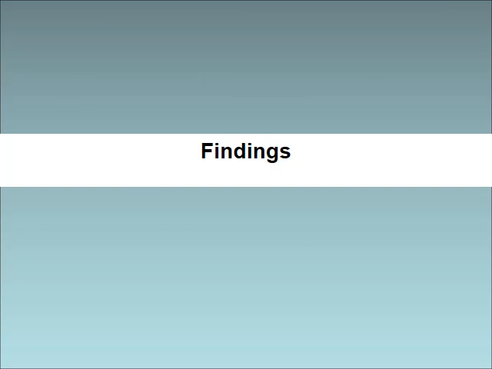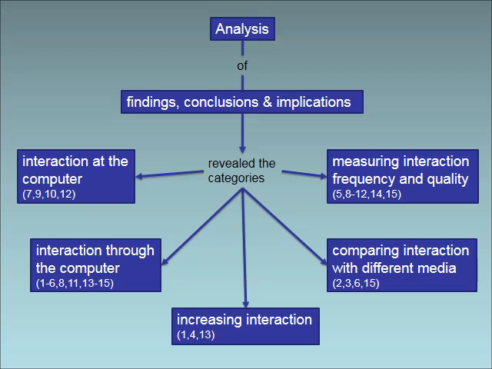Findings. The analysis of the studies revealed 5 sub-themes or categories. These are interaction at the computer, interaction through the computer, increasing interaction, comparing interaction with different media, and measuring interaction frequency and quality.